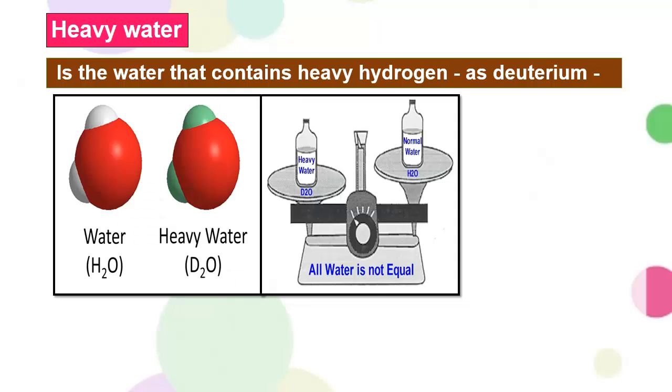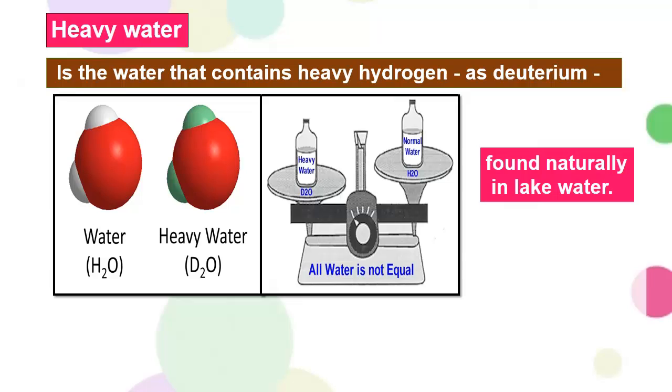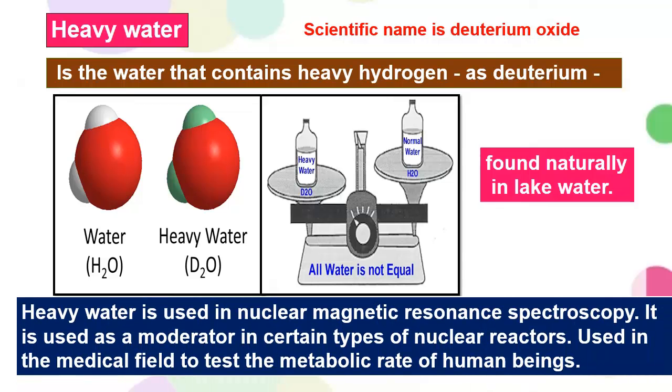Now see, normal water has 2 hydrogen and 1 oxygen, H2O. Heavy water has the formula D2O. Now, where do we find this? We find this naturally in lake water. Canada has the highest resources of heavy water. And children, you can drink this heavy water. The only thing is sometimes you feel dizziness, otherwise it is just heavy in terms of density. The scientific name of heavy water is deuterium oxide.